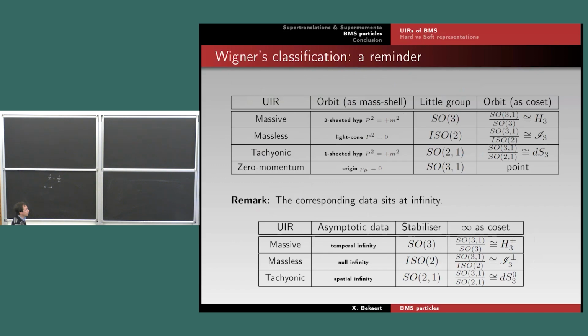So we do the usual classification. We get the usual orbits. And the orbits are cosets like this, which can be, by the way, also seen, if you go now in position space, as the boundary where you put the boundary data.